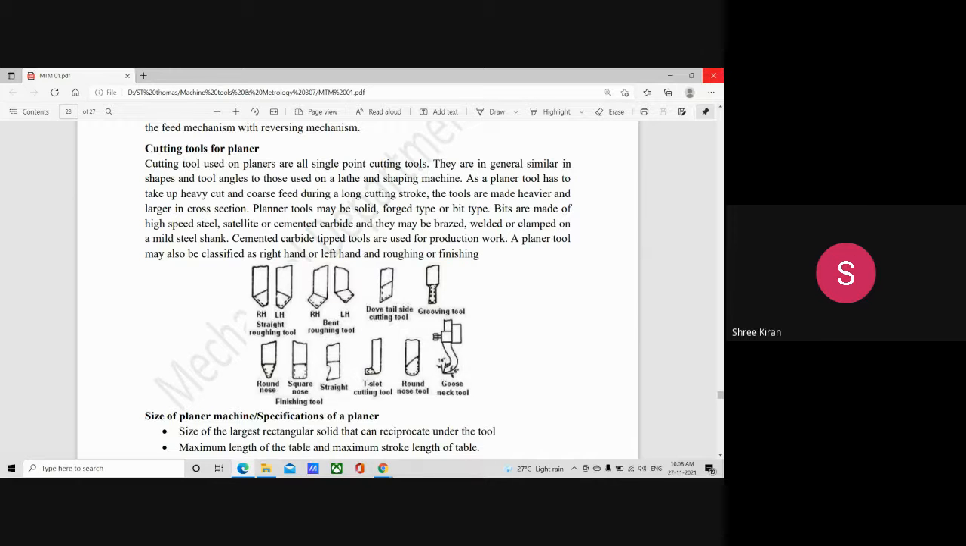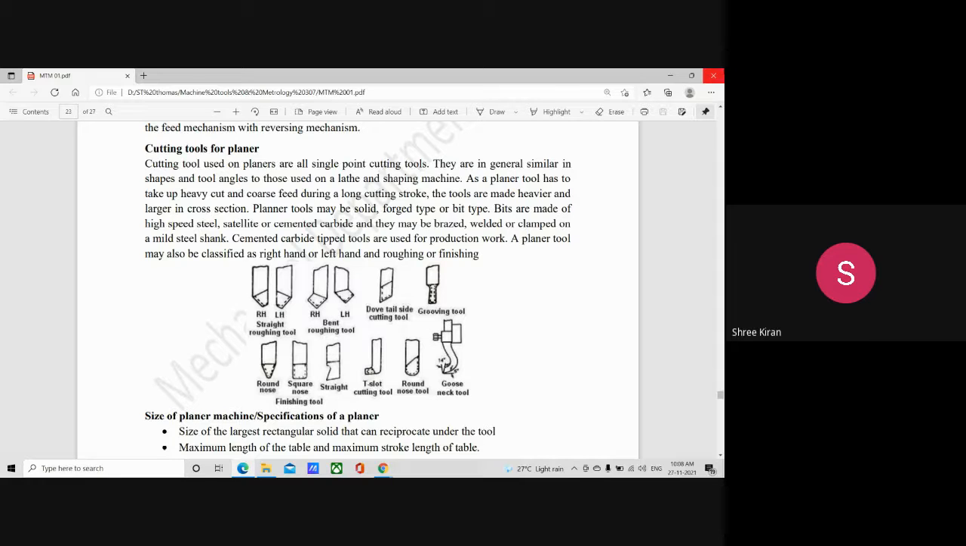As we have told during the comparison study between the shaper and the planer, it is used in heavy operations. A planer tool always has to take up a very heavy cut and coarse feed during a long cutting stroke. All the tools made for a planer are always heavier and larger in cross section.